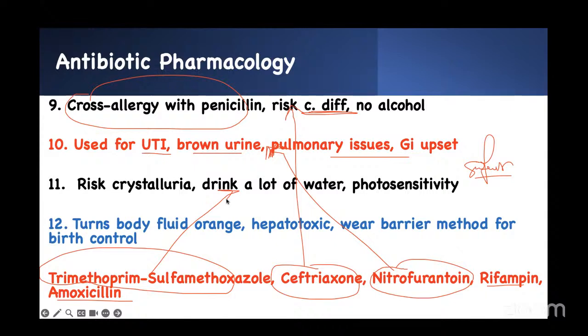Orange red. So if you wear contacts, you got to remove them. If you wear dentures, you got to remove them. You got to have a pad under your pants if you're female. If you cry, your tears or urine will turn orange, right? And it can affect your liver. It makes birth control ineffective, and therefore you got to wear a barrier. And it's a TB medication. This is Rifampin. You get the gist?